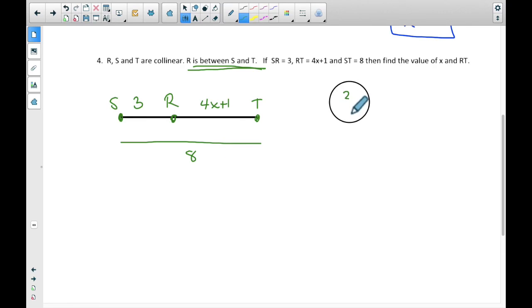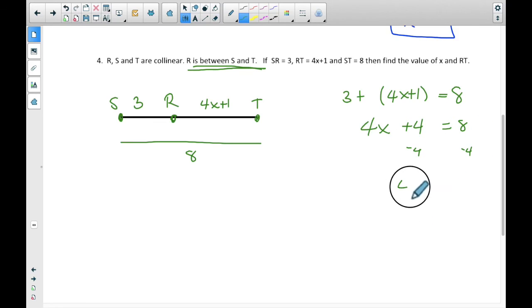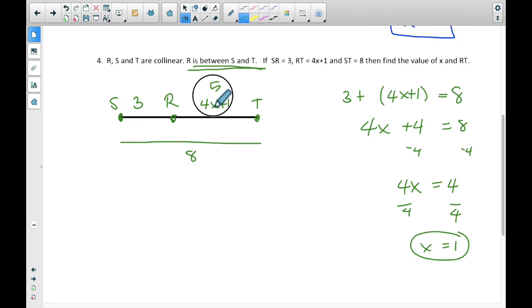So I need to add my two smaller pieces and set it equal to my larger one. There's a couple different things I can do here, but I think I'm going to add my like terms so that I have 4x plus 4 is equal to 8. I'm going to subtract that 4, and I get 4x equals 4. Divide by 4, and I get 1. So I can put a 1 in here, and that would give me 4 plus 1. Well, 4 plus 1 is 5. Here's a 3. Here's an 8. 3 plus 5 is 8. That does work. We've got it right.